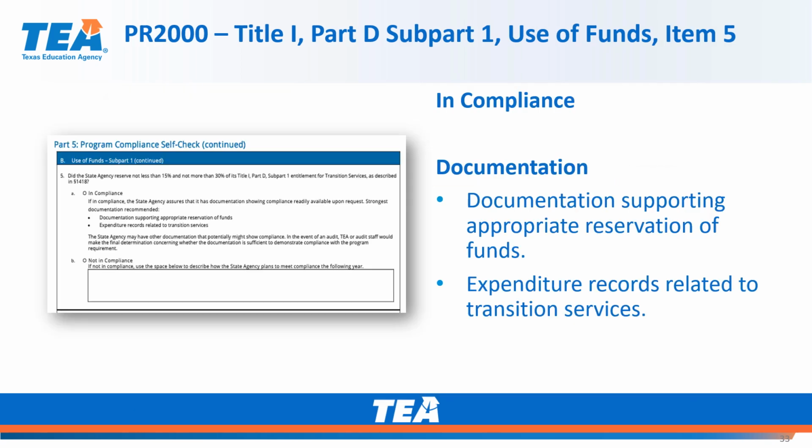In order to comply with this requirement, state agencies should keep documentation of reservation of funds. The strongest documentation may include documentation supporting appropriate reservation of funds, as well as expenditure records related to transition services.